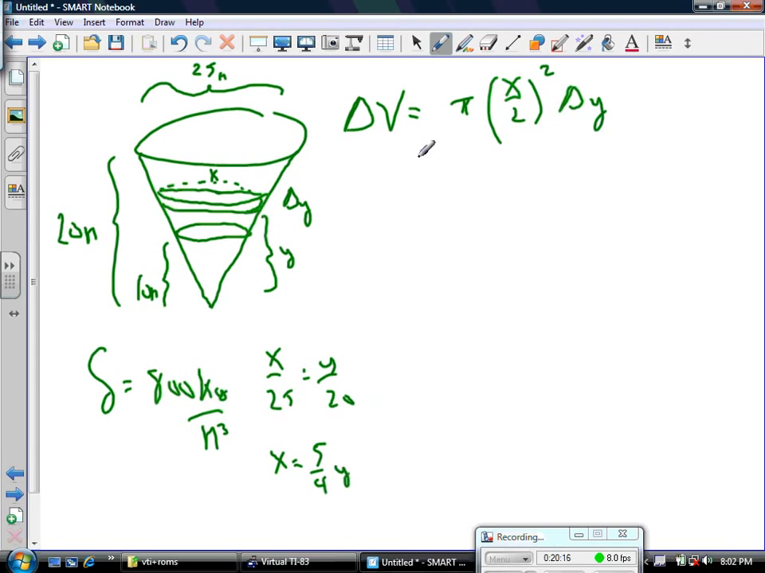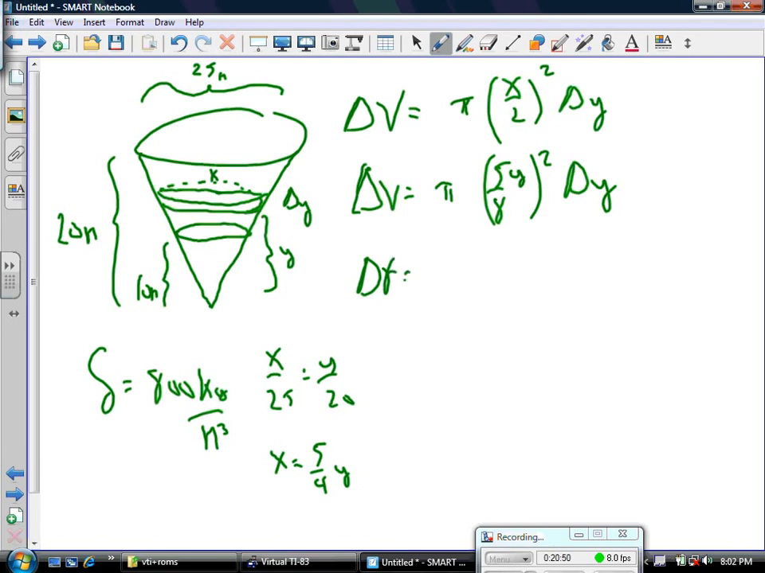5/4 of Y? Okay. So now my Riemann statement for delta V is pi x, which is this, divided by 2. What is 5/4 divided by 2? 5/8. And I want to do 5/8 of pi of y squared delta y. I can simplify it further later. Let's just leave it at that. That's the volume of a cylinder. Pretend it's in the oil. That's the volume of a slice of oil.